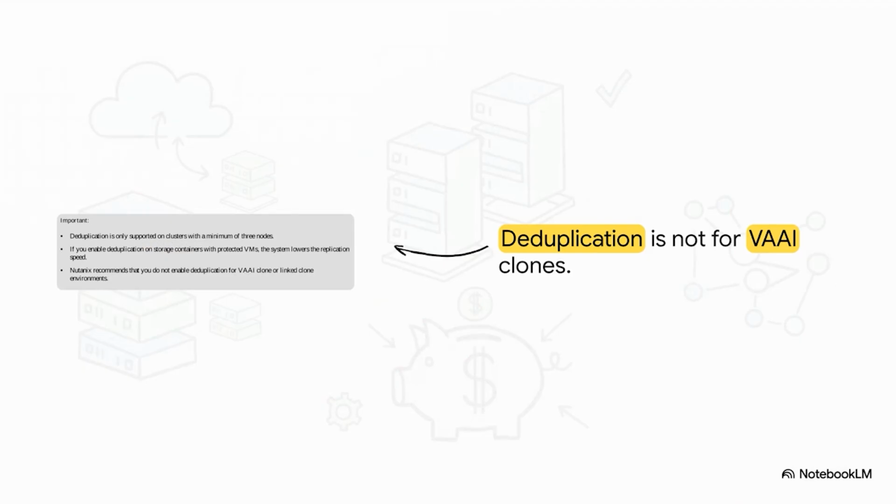However, and this is a massive but, if the exam scenario explicitly states that you're using linked clones or Nutanix VAAI clones, you should not enable deduplication. Why? Well, because AOS storage natively manages duplicate data incredibly efficiently in those specific environments already. Turning on capacity deduplication there offers literally no additional benefit, and you're just unnecessarily burning your CVM's processing resources.